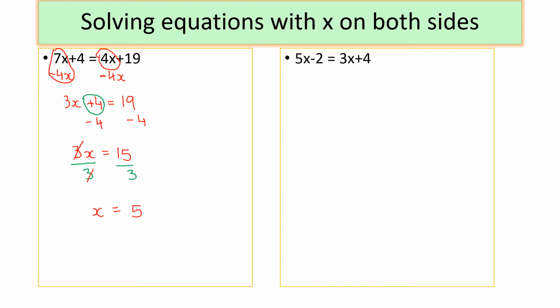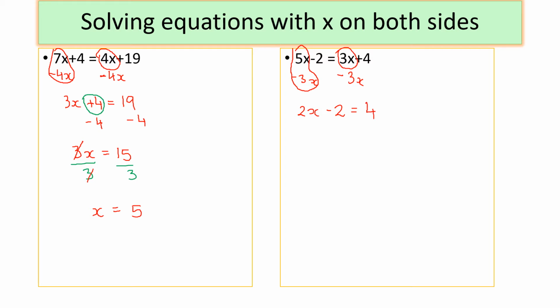So I want to get rid of this here. Okay, so I need to take it away, and I need to remember to take it away from both sides. Okay, so 5x take away 3x is 2x. Now I still have negative 2, or take away 2, and that equals 4.